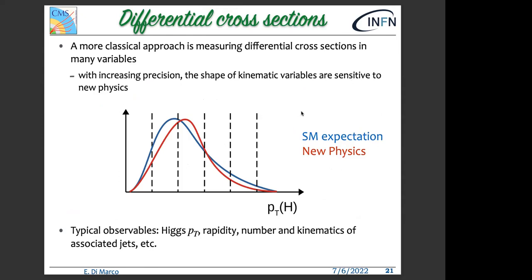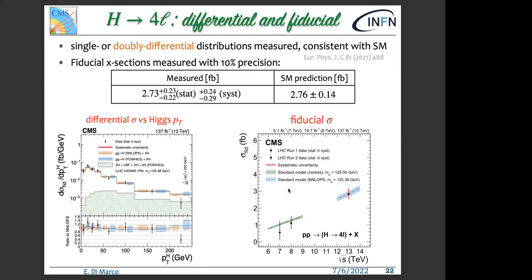But you can also do a more classical approach, which is less model dependent, if you want. You take the cross-section, you split it in bins of simple kinematic variables, for example pT of the Higgs or rapidity or number of accompanying jets, and you measure them differentially, and you look for deviations with the standard model expectation, of course in the shape, not only in the inclusive rate, but also in the shape of this differential cross-section. And this is what is also being done in Higgs to VV modes.